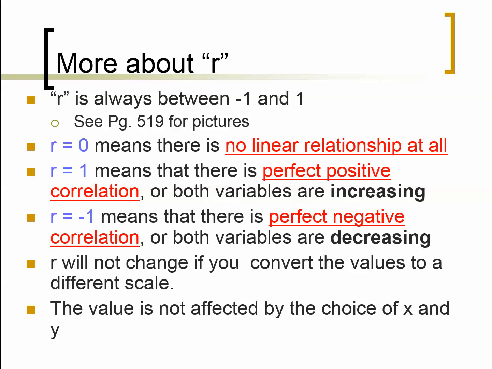If R equals 1, then there is a perfect positive correlation, or both variables are increasing at the same rate. If R equals -1, then that means there is a perfect negative correlation, or both variables are decreasing. If we change the scale, R will not change, and the value is also not affected by the choice of X and Y.